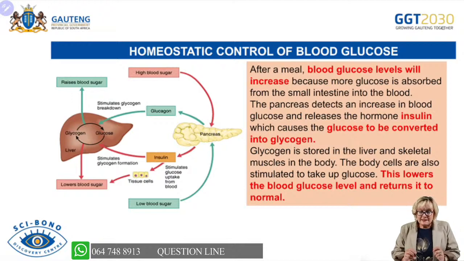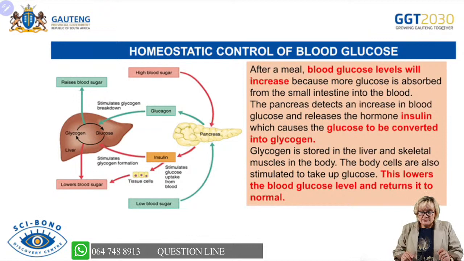The pancreas detects an increase in blood glucose and releases the hormone insulin, which causes the glucose to be converted into glycogen. Now, it's important in this chapter that the spelling of the words are correct. The spelling of glycogen, glucagon, glucose is very important. If you spell those words incorrectly or you mix them up, then you're going to lose marks. So this is one chapter in life sciences where the spelling is very, very important. So you have to pay attention to that.